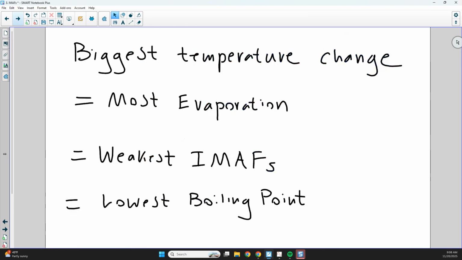Before we conclude here, I just want to remind you the biggest temperature change equals the most evaporation equals the weakest IMF. And to relate this to something we've been talking about in class, that would also go with the lowest boiling point. So that's kind of the main idea to consider as we wrap up.